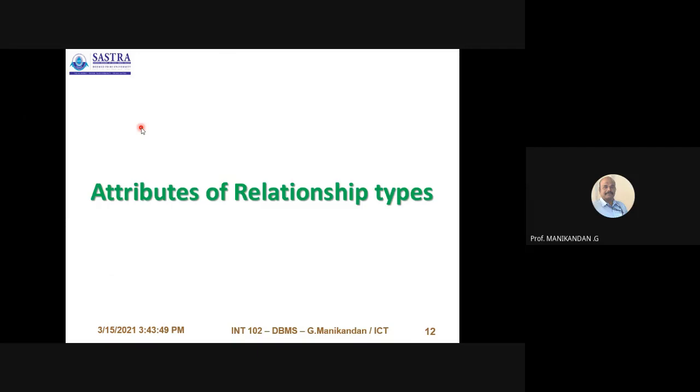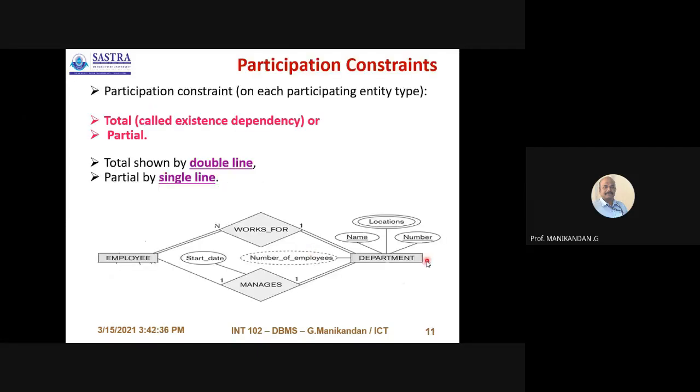So the next terminology is attributes of relationship types. If you see the discussion we had so far, usually an attribute is associated with your entity type. If you take the previous case, department is an entity type, so you have some set of attributes. Now in addition to this, for better understanding, you can associate an attribute to your relationship type.